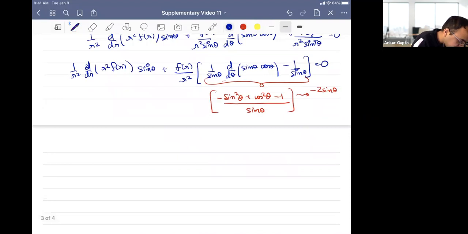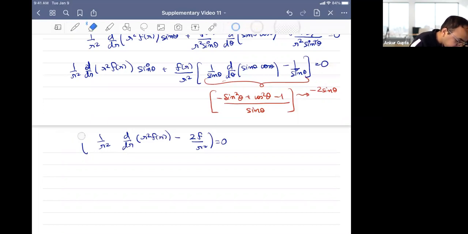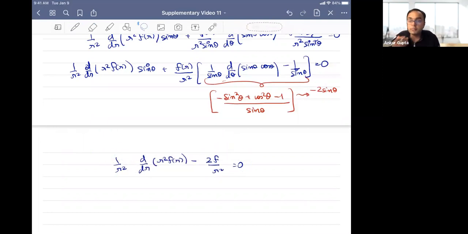Your sine theta will get cancelled. You'll get sine theta times 1 by r square d by dr of r square f of r minus 2f by r square is 0. And we can basically remove this. This is our new governing equation because sine theta is no longer there. So we were able to successfully eliminate theta from the equation, which means the form of the velocity was actually correct.